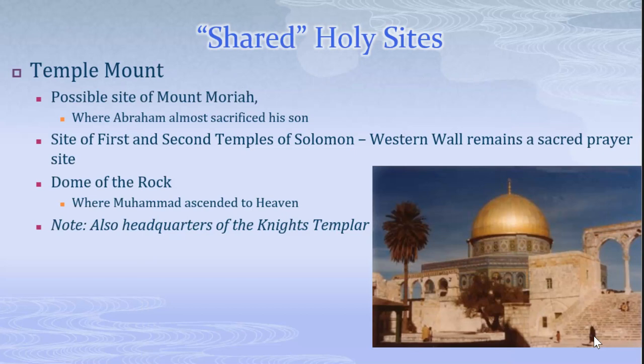Okay, now what about these shared holy sites? Temple Mount is an interesting place because it is the possible site of where Abraham almost sacrificed his son. Okay, it is also the site of the first and second temples of Solomon, and it has the Western Wall, which is the sacred prayer site, because that remains of these temples. They are all sacred to Christianity and to Judaism, and it is the Dome of the Rock where Muhammad is supposed to have ascended to heaven, which is sacred to Islam. Fun fact, it was also the headquarters of the Knights Templar, for those of you that know about them.